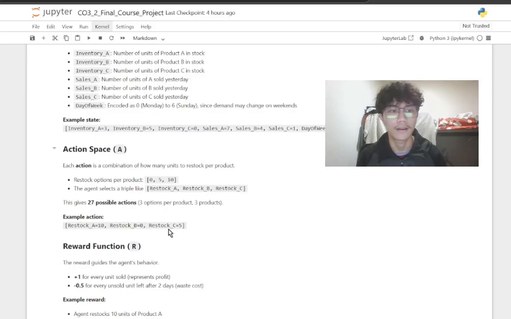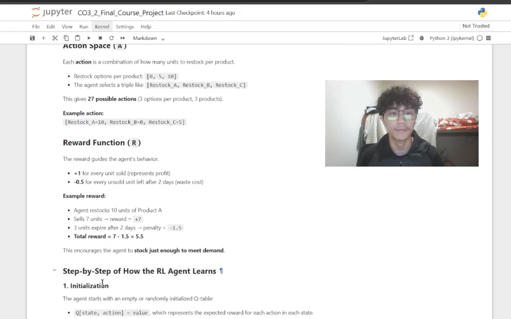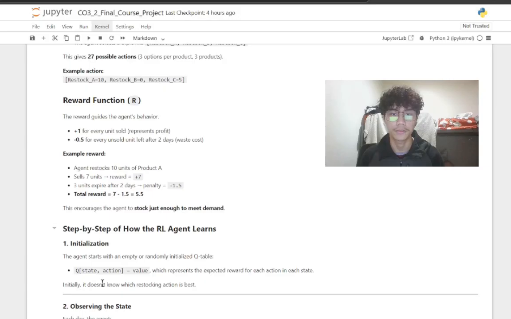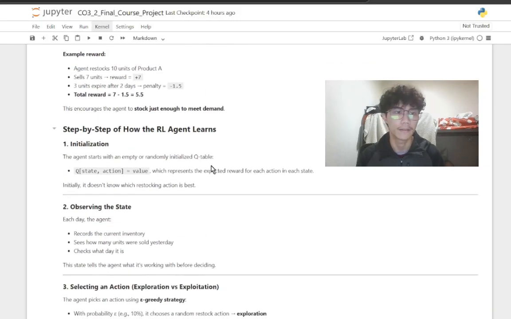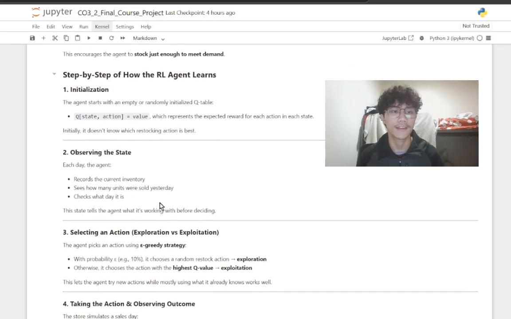So now let's walk through exactly how our hypothetical smart shelf-stocking agent would learn step by step. The first step is initialization. The agent starts with a blank state, an empty or randomly filled Q-table. At this point, it has no knowledge about which restocking actions are good or bad. Then it observes the state. Each day, the agent begins by observing the current state of the environment. This includes the inventory levels for each product, the sales data from the previous day, and the day of the week. And then third is selecting an action, either exploration or exploitation.